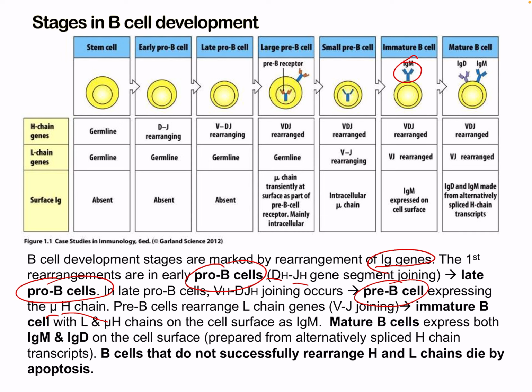So pre-B cells rearrange the light chain genes, the VJ joining. Then we have our immature cell with the mu heavy chain on the cell surface as IgM. We can see that here. Mature B cells express both IgM and IgD on the cell surface, and they're prepared from alternatively spliced heavy chain transcripts. B cells that do not successfully rearrange heavy and light chains die by apoptosis. And remember, we have our kappa and lambda.